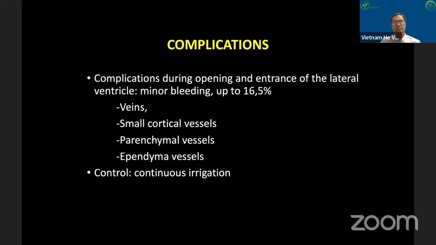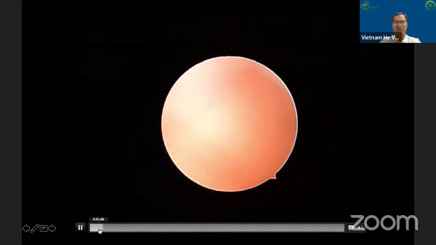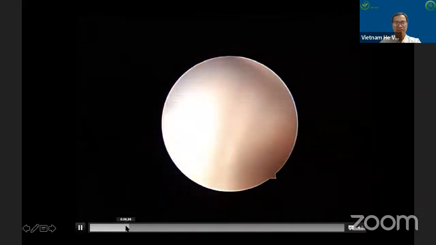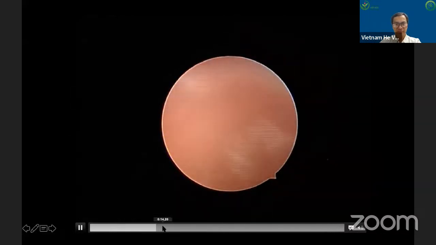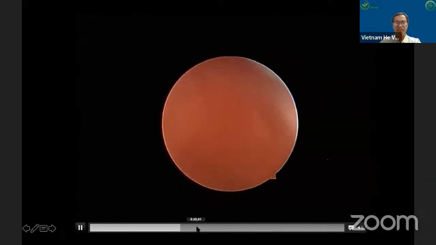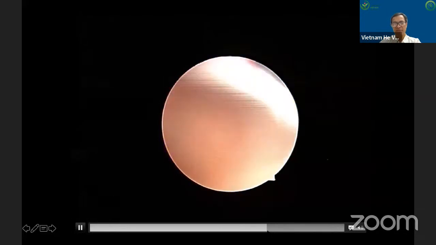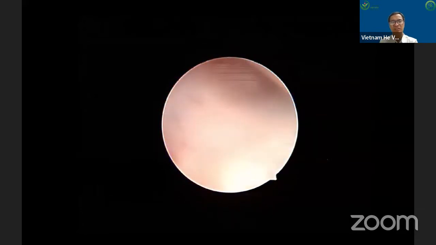We make a continuous irrigation. The bleeding is stopped. And these are examples. The bleeding is not important bleeding. If you cannot find the source, keep irrigating, wash again. Sometimes it takes 1 hour, sometimes 15 minutes. The bleeding will be stopped. Sometimes it's 1 hour, 30 minutes. But sometimes for small bleeding, it's maybe 10 minutes, 5 minutes.